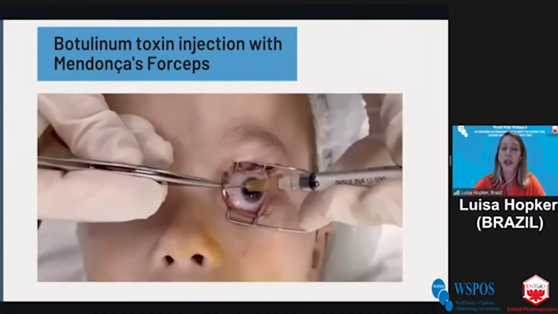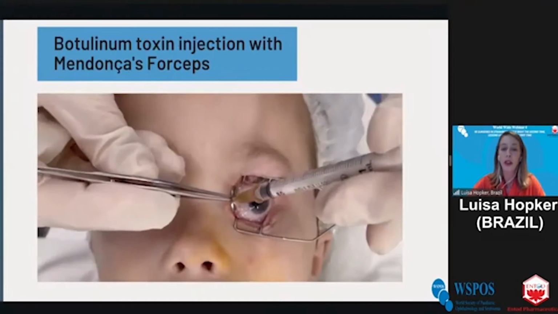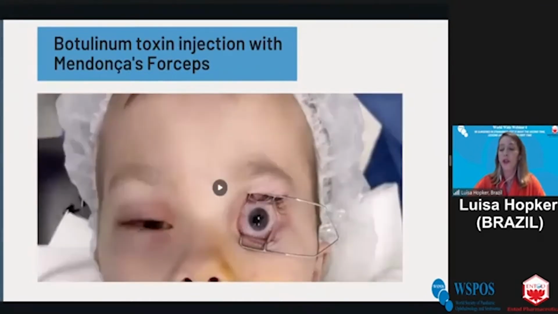It's a very easy and nice way of injecting with the closing conjunctival approach. And you can use the same way in children and adults.